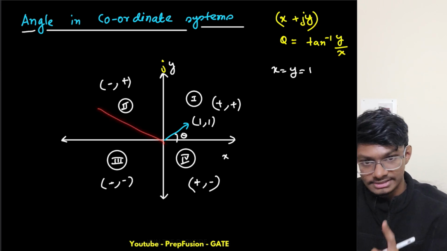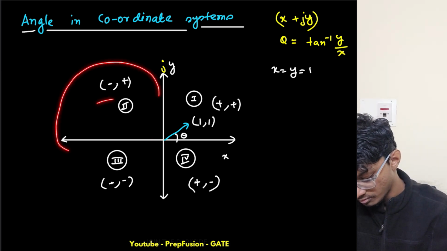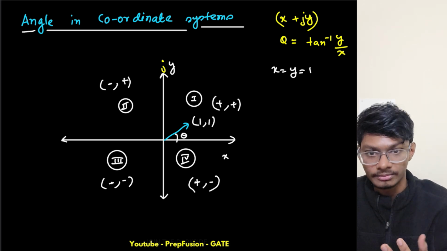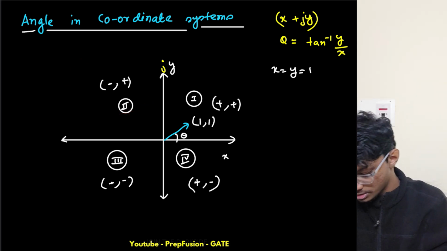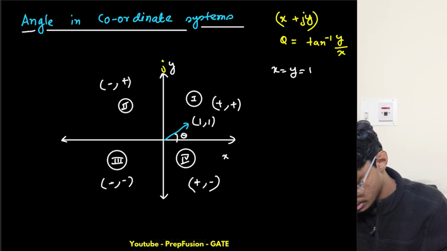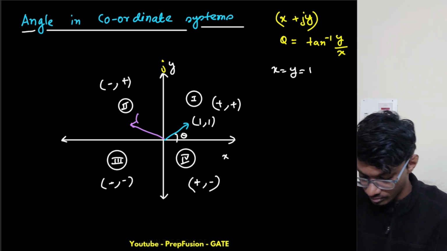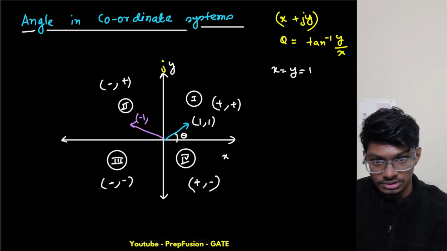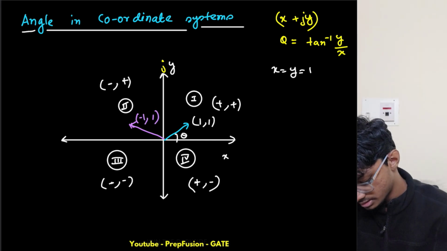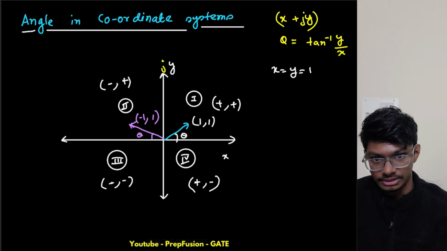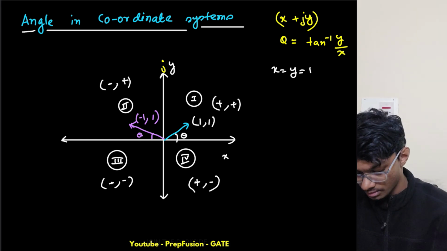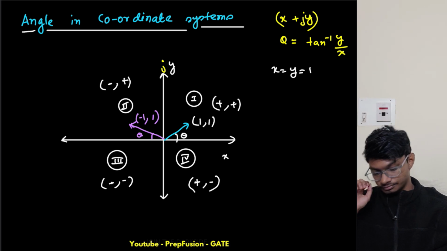Now if my x is negative and my y is positive, which quadrant am I lying in? I'm lying in the second quadrant. So let me take one vector here. x is negative, so it will be -1, and y is positive, so it will be 1, and this is my theta.